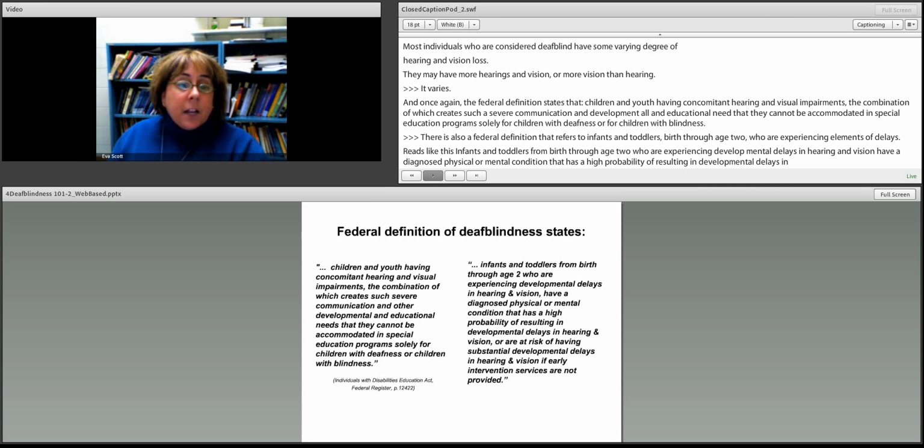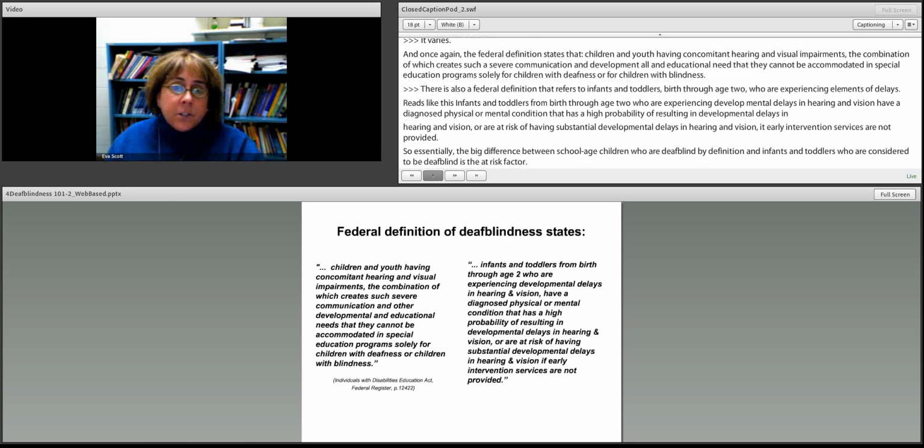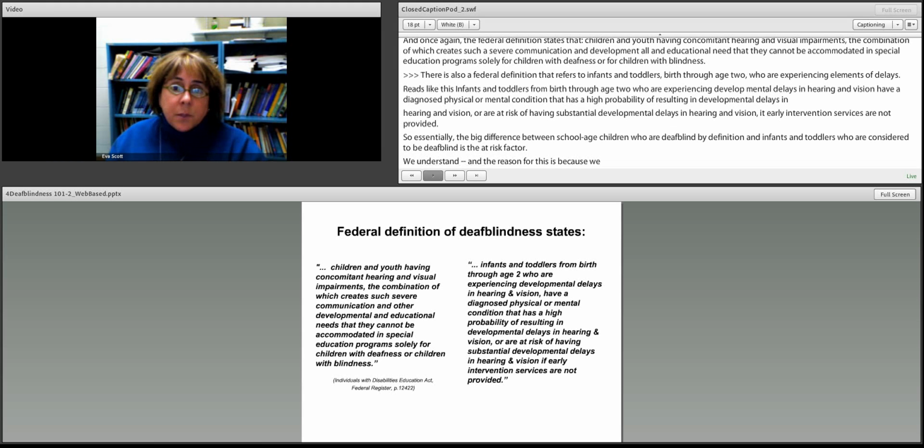So essentially, the big difference between school-aged children who are deaf-blind by definition and infants and toddlers who are considered to be deaf-blind is the at-risk factor. The reason for this is that in testing the hearing and vision of very young children, those tests can often turn up inaccurate until sufficient language is present for the child to be tested more accurately. So we allow for at-risk in the early intervention population.